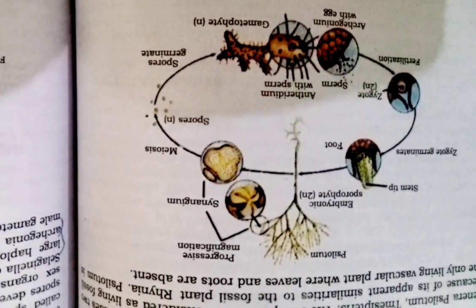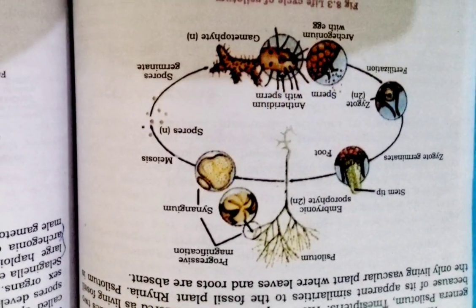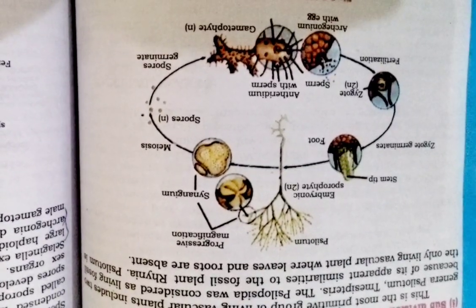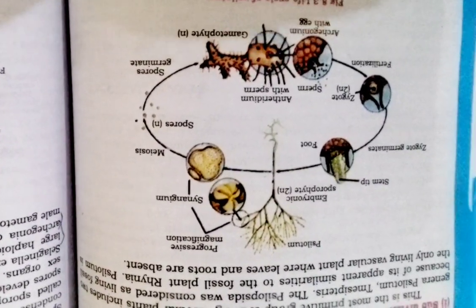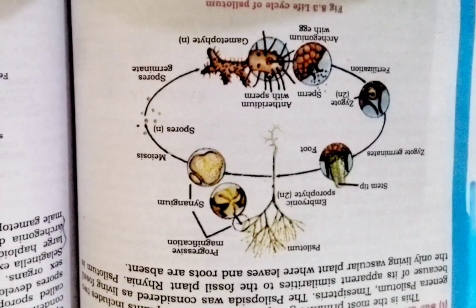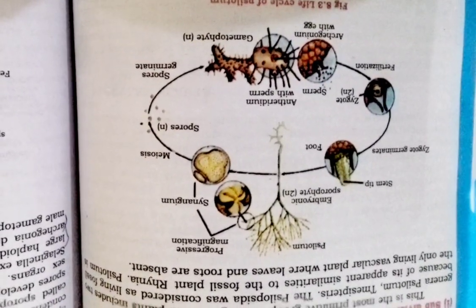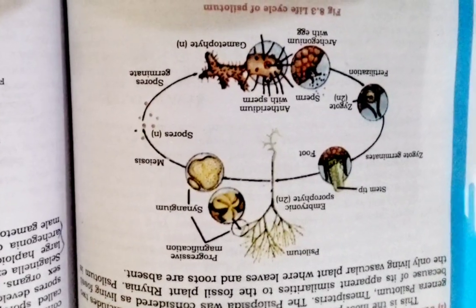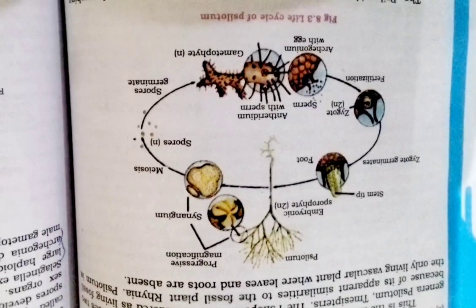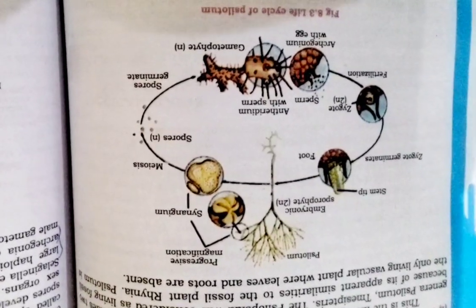Here is the life cycle of Psilotum: spore formation, gametophyte formation, antheridium producing sperm, and then fertilization to form the zygote. Then it converts into Psilotum. Then it produces spores through its synangia. Meiosis, and the spore germinates into the gametophyte body.